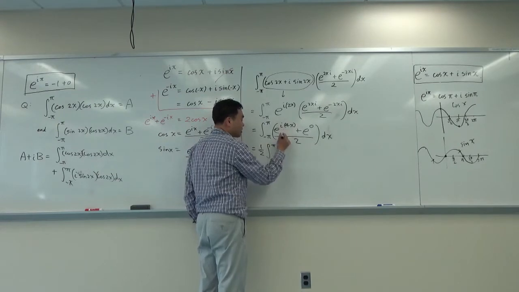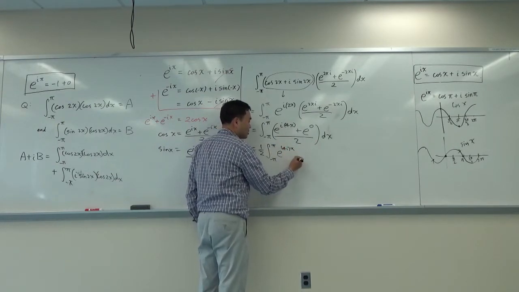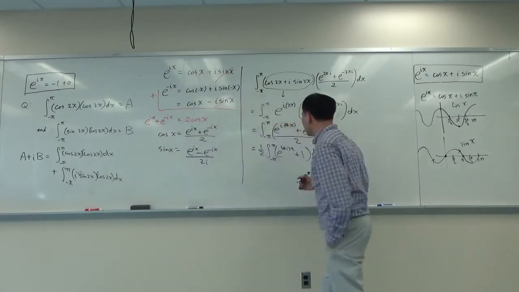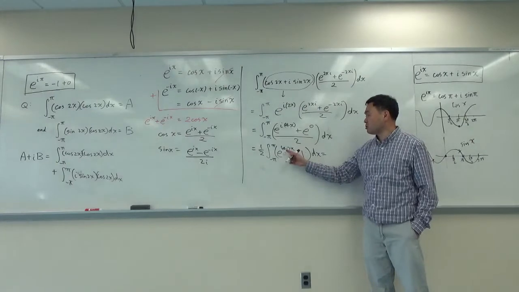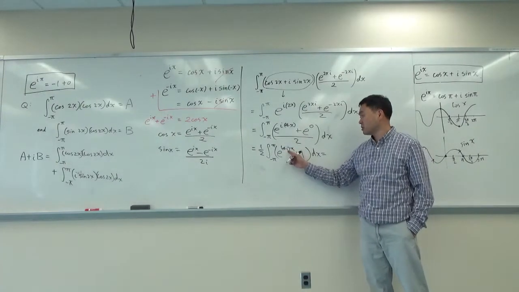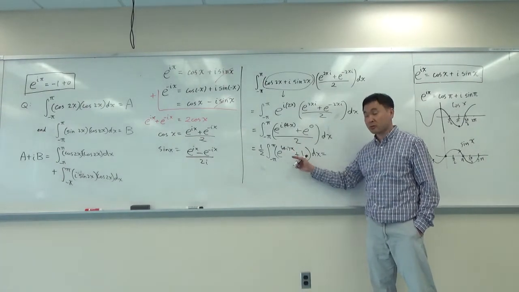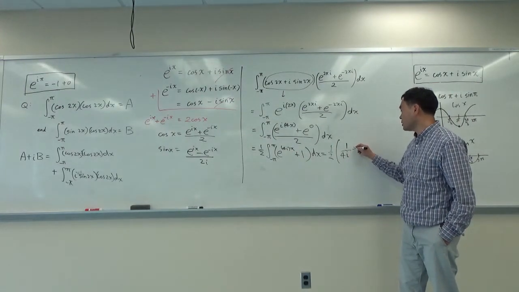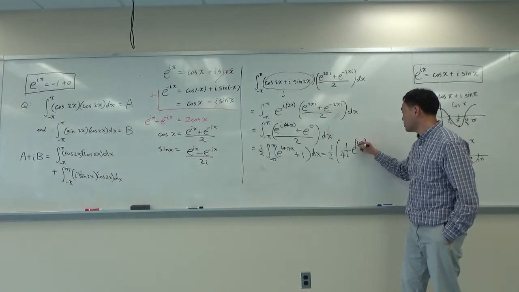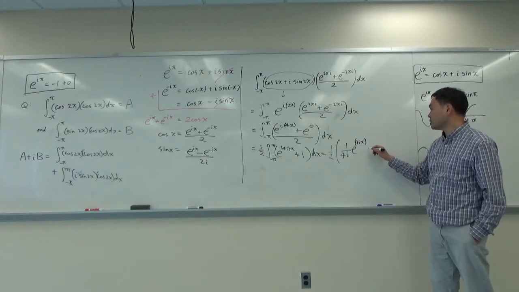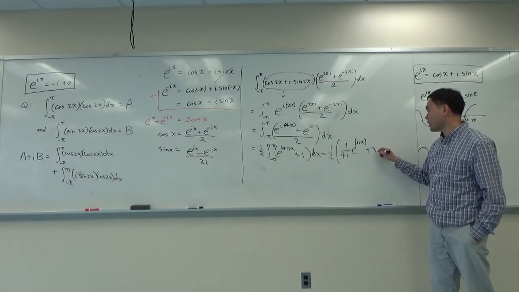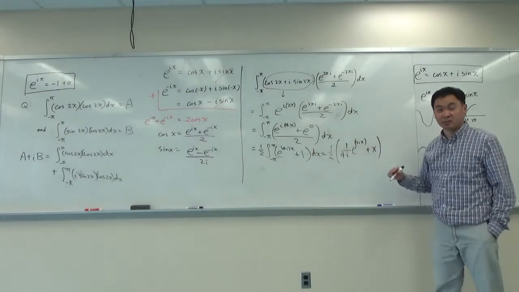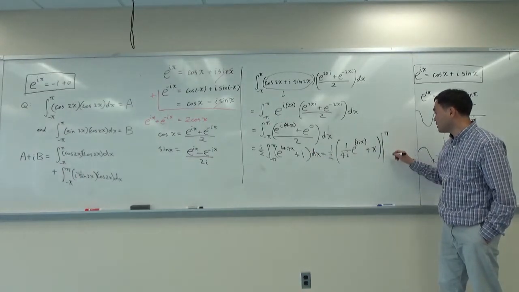And I can bring the 2 outside, so here's 1 half of the integral of negative pi to pi of e to the, this time I'm going to put 4i times x plus 1 dx, because I know that if you have e to something times x, how do you integrate? The reciprocal of this comes in front, right? So you end up with 1 half of 1 over 4i e to the 4ix, plus x, right? If you integrate 1, you get x, right? And then you plug in pi and negative pi.